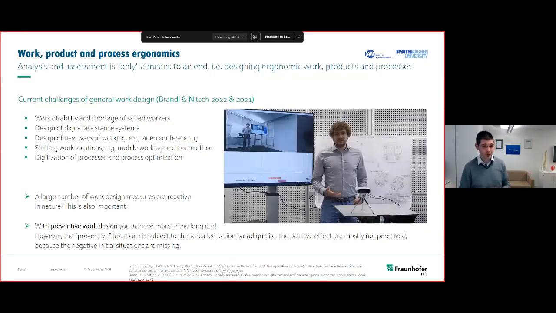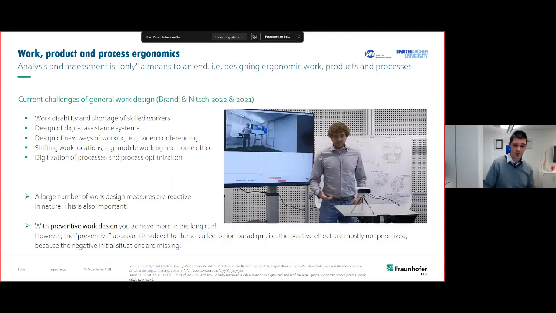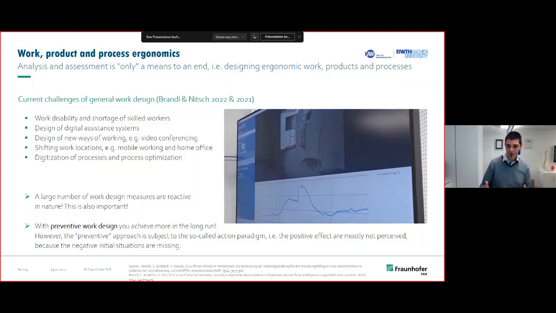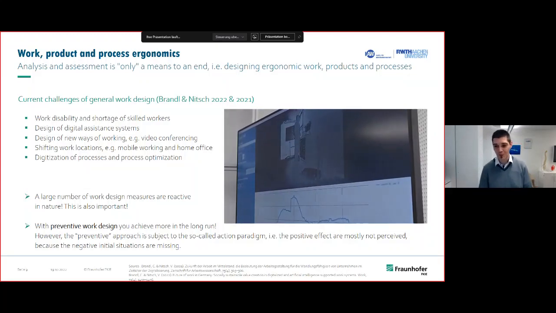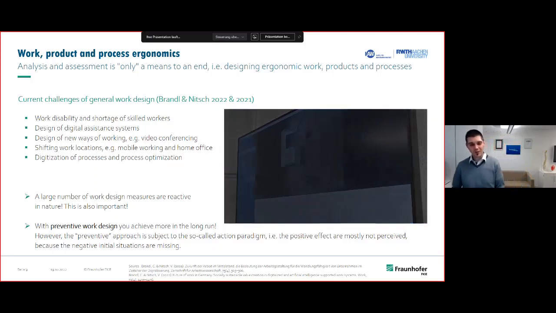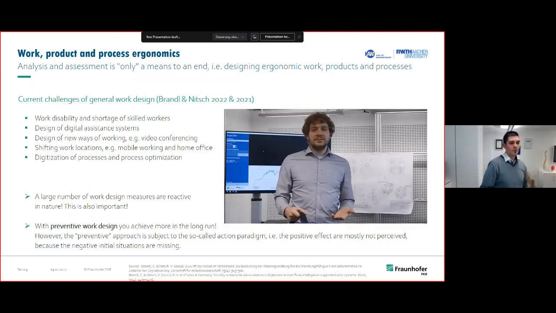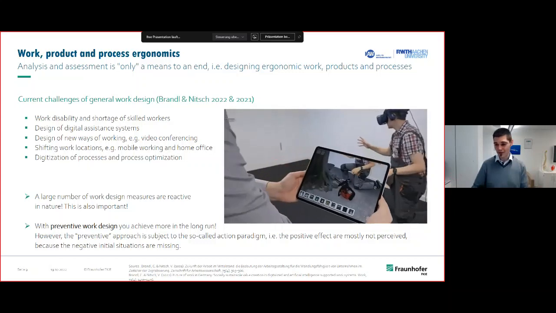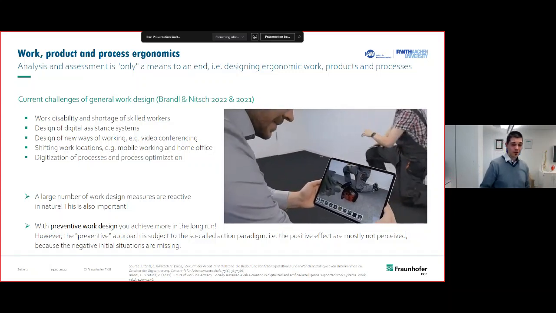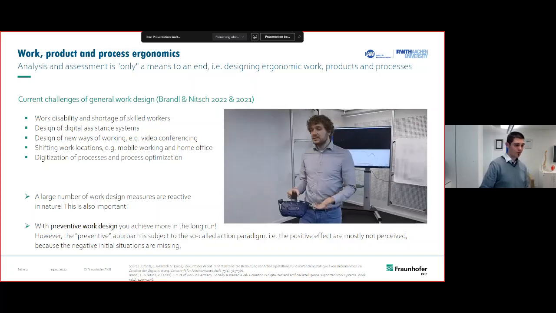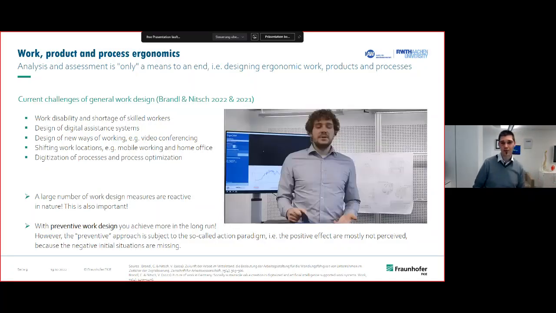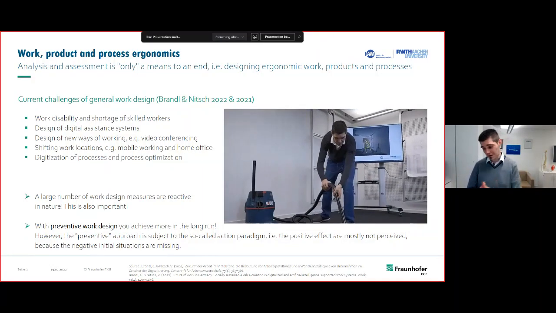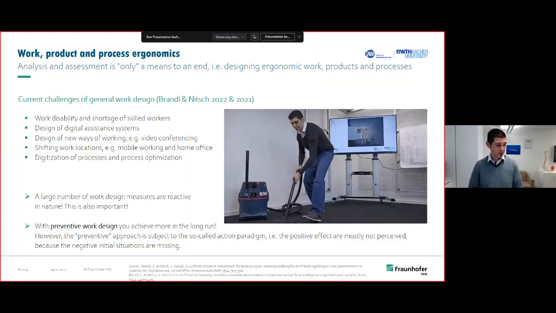However, the preventive approach is subject to the so-called action paradigm, meaning that the positive effects are mostly not perceived because the negative initial situations are missing. However, preventive work design is really important, and with MTM and what we are doing here, we are trying to get ergonomics more into production planning, and I think this is a good way to achieve this. Therefore we have to do a lot of work in the scientific and also in the industrial environment.